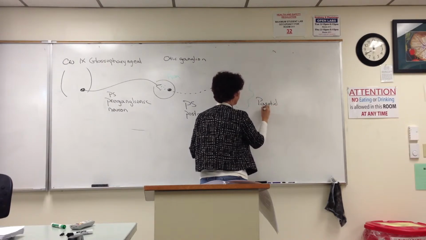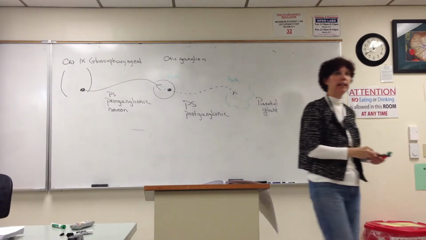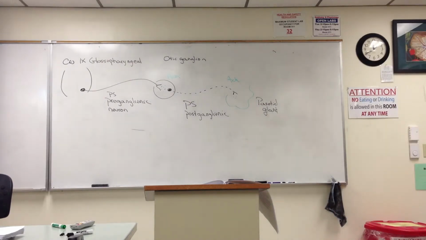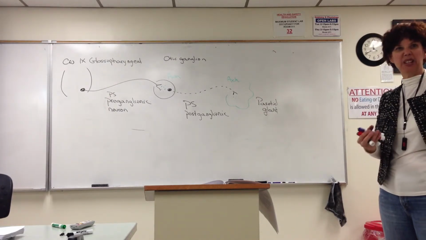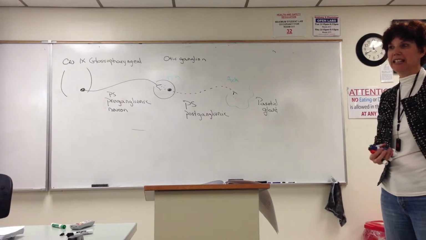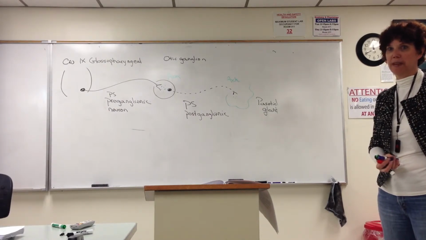So the effect of the parasympathetic system, acetylcholine, on our salivary glands is to increase secretion. So the parotid gland makes a watery solution that has enzymes that start the breakdown of polysaccharides. Submandibular and sublingual is more of a thicker solution, more mucousy, that we talked about, helps to bind the food together while you're chewing it.